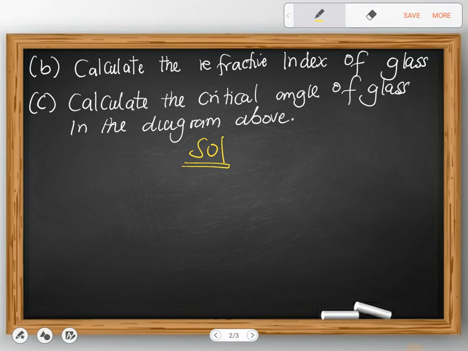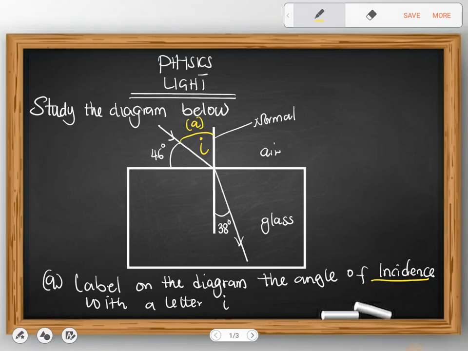So refractive index is given by sine of the angle of incidence over the sine of the angle of refraction. Which one is our angle of incidence? This one here. Not this one, not this one. Please, the angle of incidence is an angle always between the normal and the incident ray. Now, this is a normal.